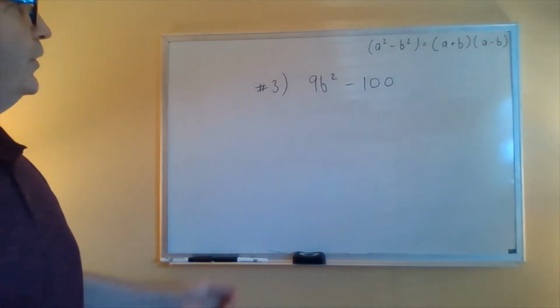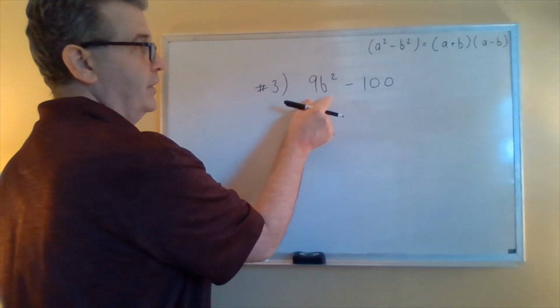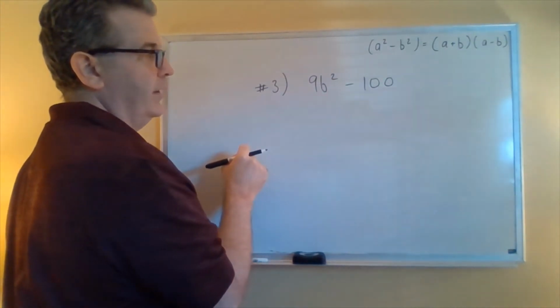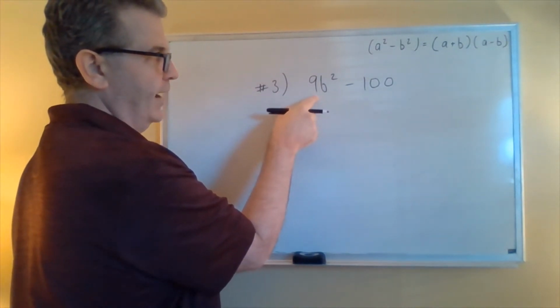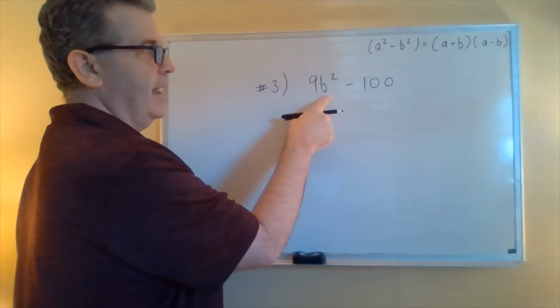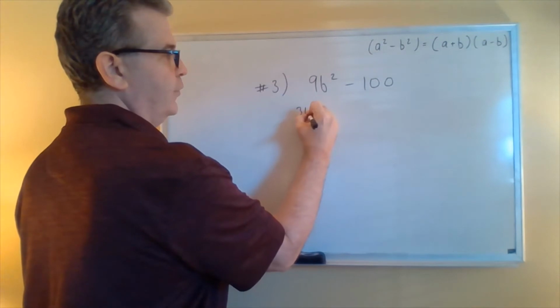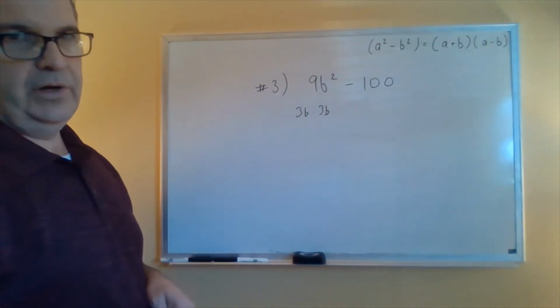Okay, here's number 3, 9b squared minus 100. So again, we look at each term. Do we have a perfect square? Is 9b squared a perfect square? Actually, yes, it is. We can look at each part individually. So is 9 a perfect square? Sure. 3 times 3. Is b a perfect square? Yeah. b times b. So if we take that term in its entirety, 3b times 3b equals 9b squared.